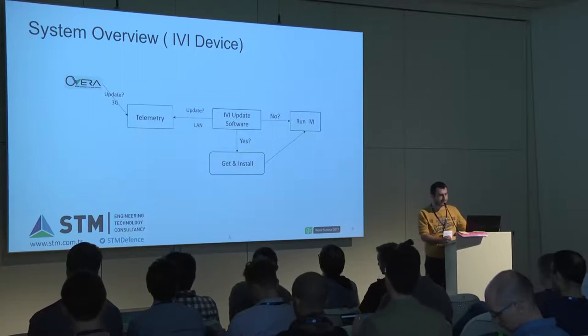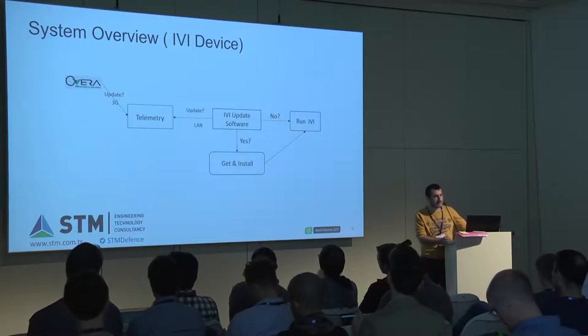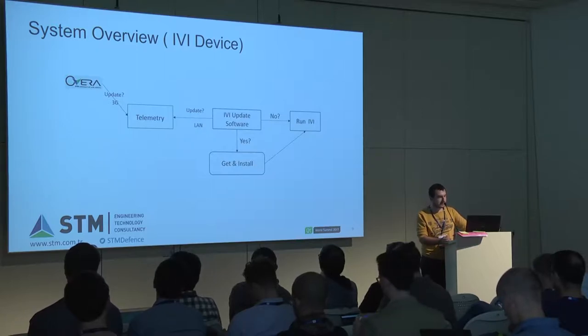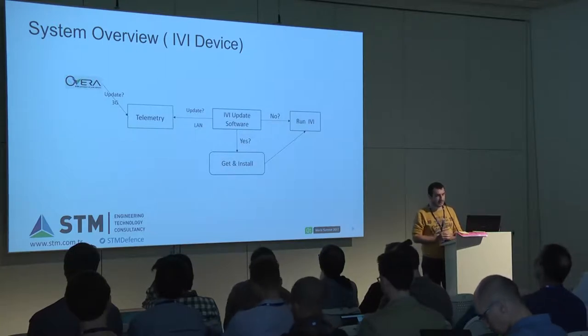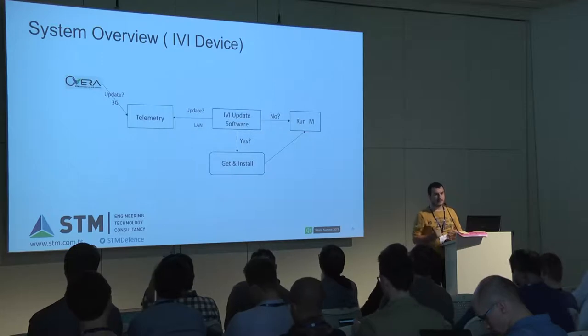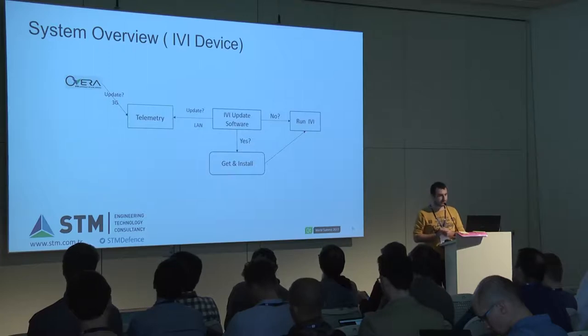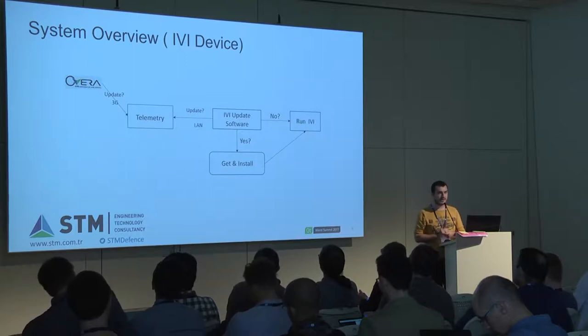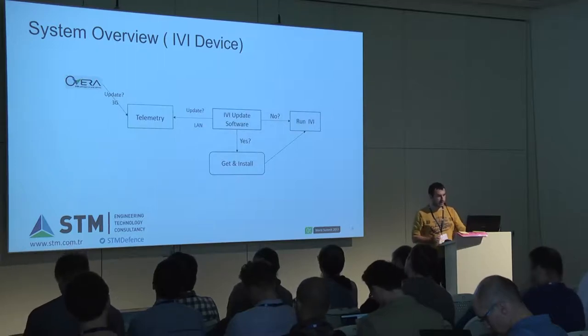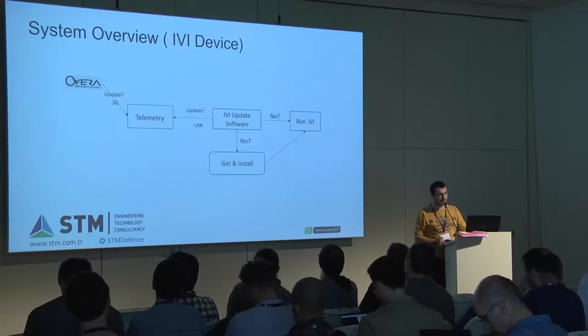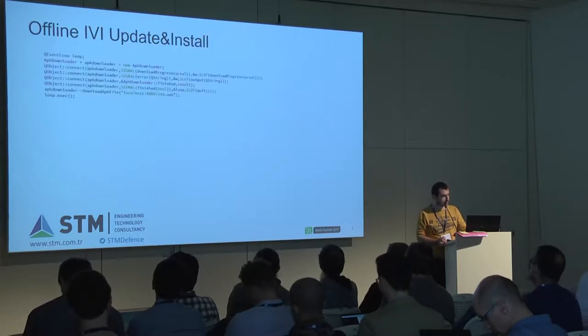I said the IVI device is offline and only the telemetry device is connected to the internet. We have handled the problem of updates by downloading the updates, if any, to the telemetry device. So the IVI system is constantly asking the telemetry device whether there are any updates. If so, we download the new version of the software and run it at the next startup of the device. I will show later how Qt helped us to do this.